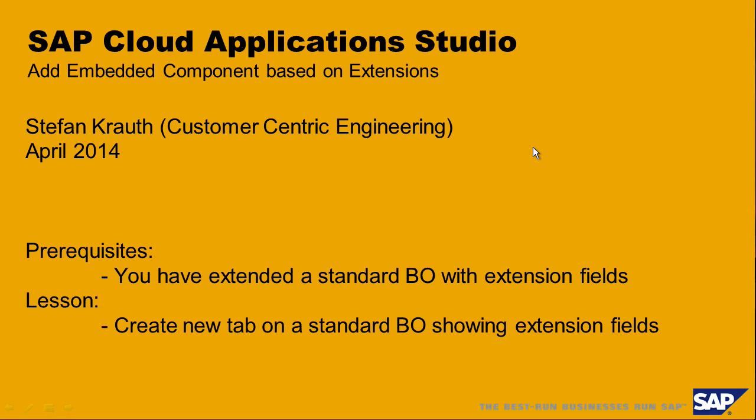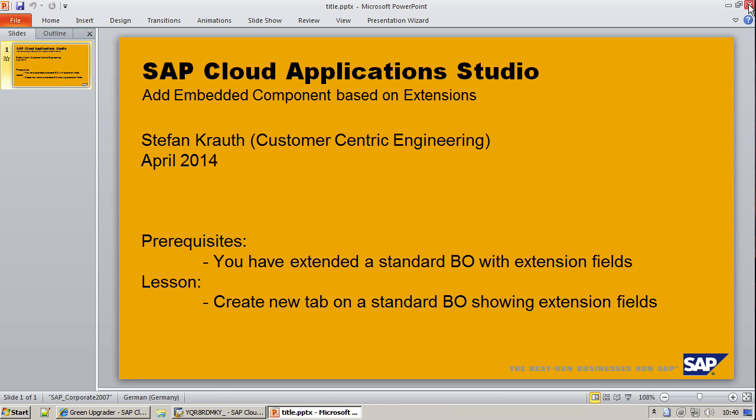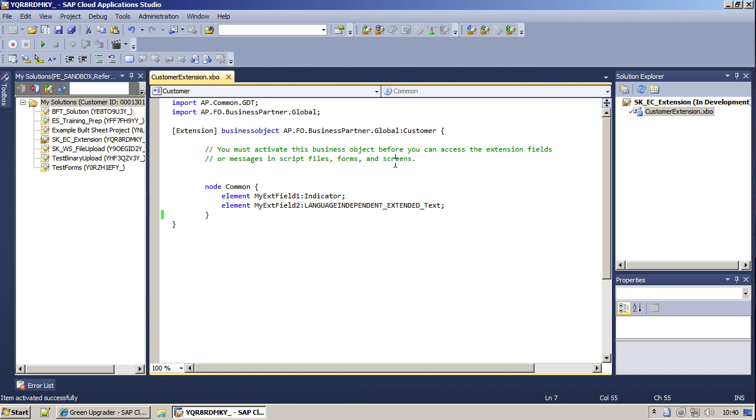Today we are adding an embedded component based on extension fields in the SAP Cloud Application Studio. Let's get started. I have already opened the Cloud Application Studio and I have created a customer extension because I want to extend the account object, which is based on the customer, with two extension fields.